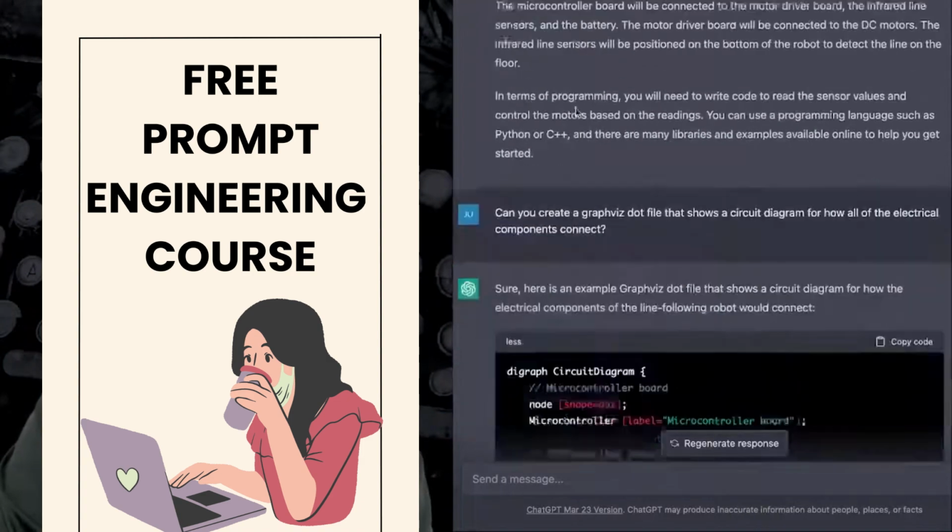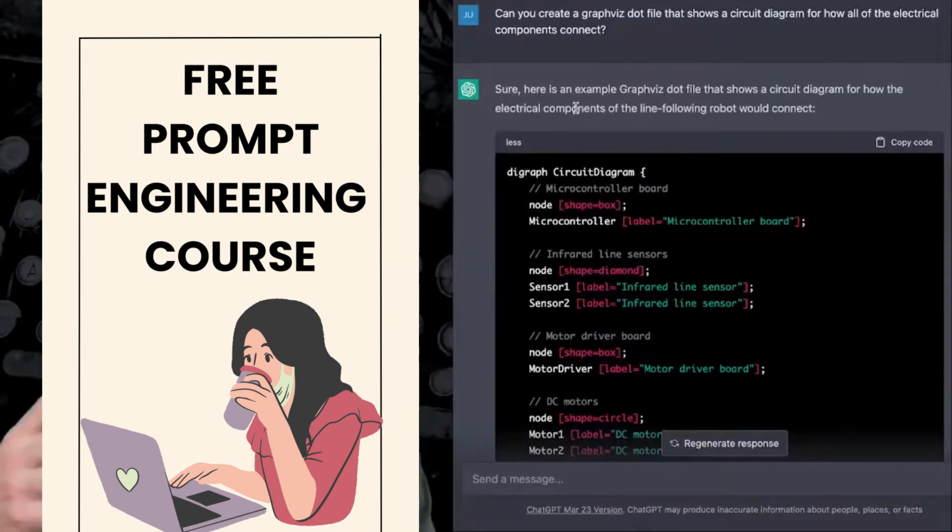So what I do at this point is I say, well, I know there's this other tool that uses text as its input. It's called GraphViz. And so I ask it to create an input for that tool that can visualize the circuit diagram for this robot, or at least do a rough approximation of it. And then it can do it, and it generates for me a circuit diagram for the robot.